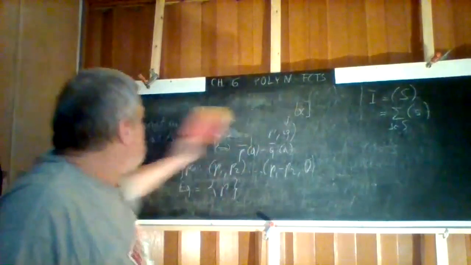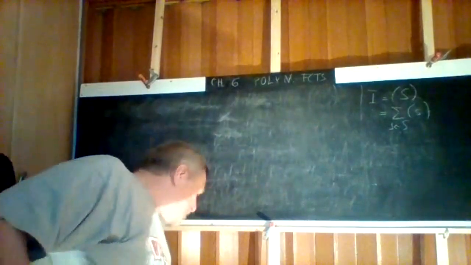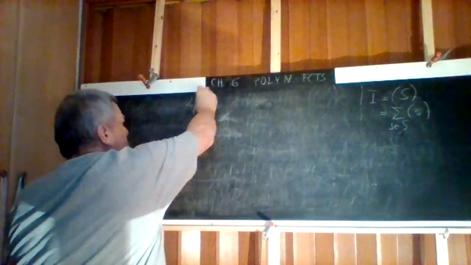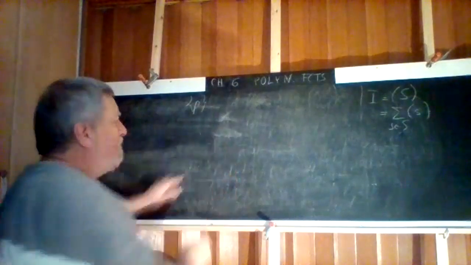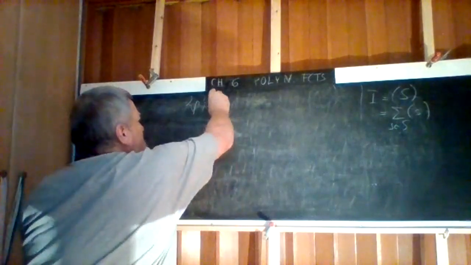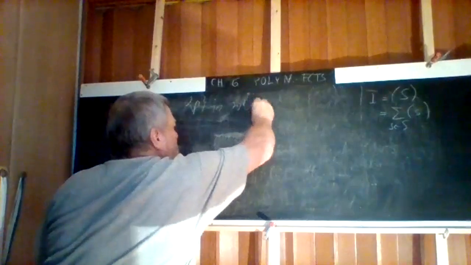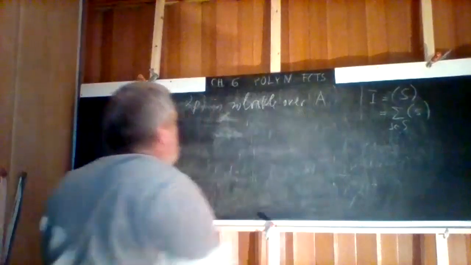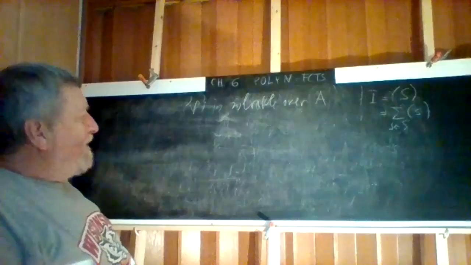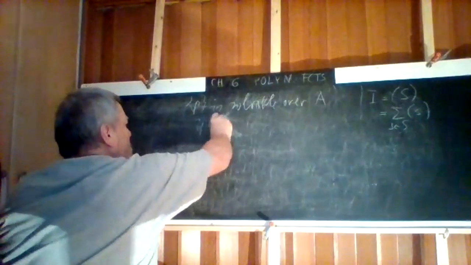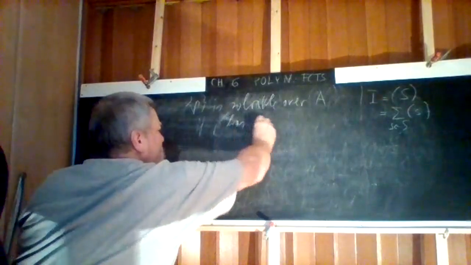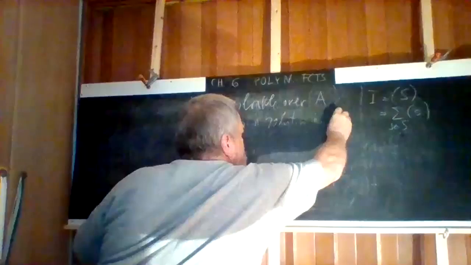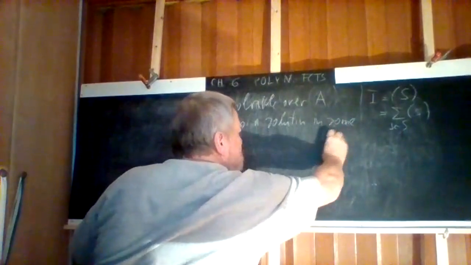By the following definition. We say that the polynomial P, the equation P, with the notation as we had before, is solvable over A if P has a solution in some algebra B which contains A.